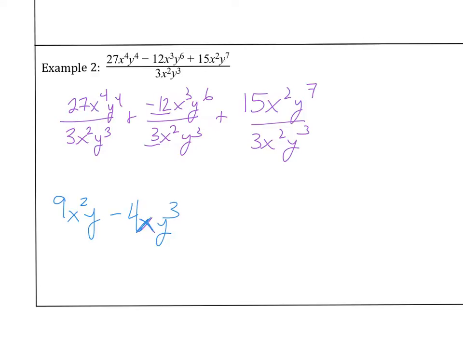And then for the last term, same stuff. 15 over 3 makes 5. 2 of these x's knock out 2 of these x's, so there are no x's left. And then 3 of these y's knock out 3 of these y's, so I have 4 y's left on top.